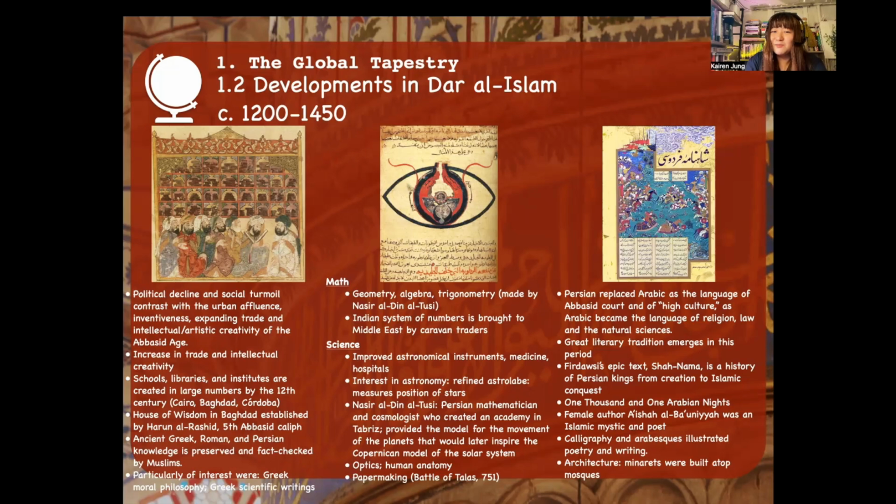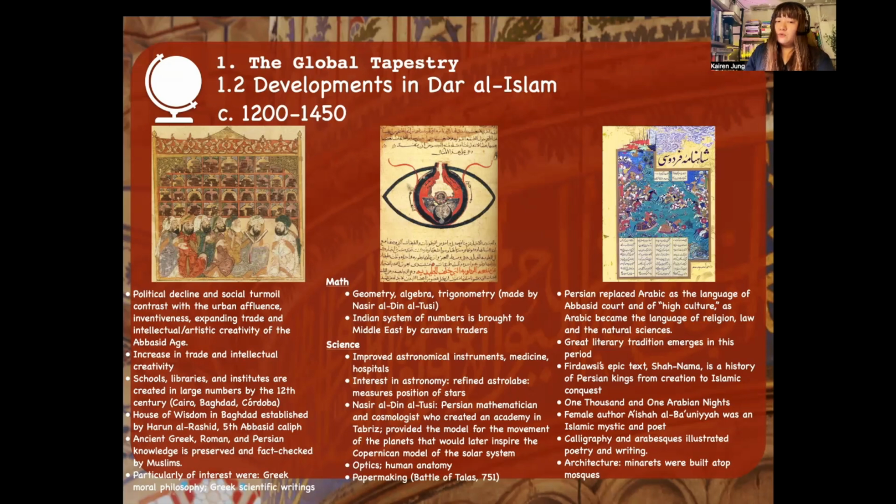You had an Indian system of numbers that was brought to the Middle East by caravan traders, and to this day, we utilize, for example, the number 0, which is a very intense philosophical concept that people didn't really think about until this. Science also dramatically improved. There were a lot of astronomical instruments, medicine, and hospitals. There was an explosion of interest in astronomy. There was the refined astrolabe that measured the position of the stars.